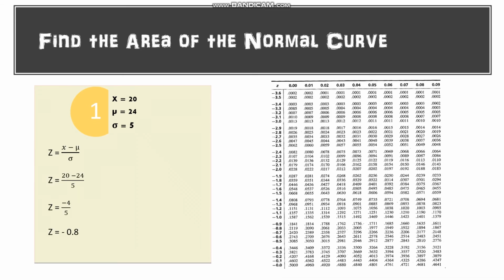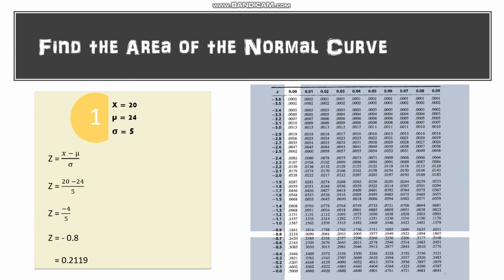All you have to do is look for the z-score value on the first column of the table. Next, determine the hundredth place of the z-score. In this case it is 0. The intersection of the two numbers is the area. In this example, therefore, 0.2119 is the area under the normal curve.